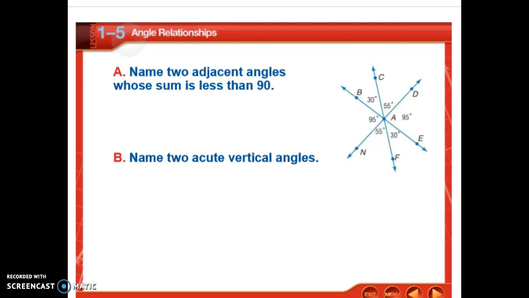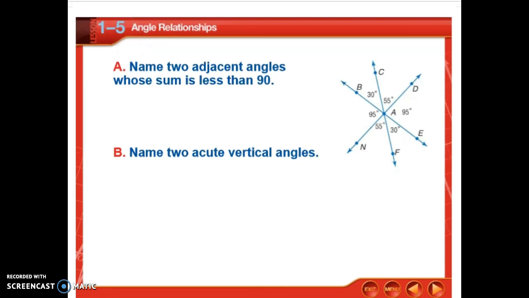Okay, 2 adjacent angles whose sum is less than 90 degrees. So we're looking at 2 adjacent angles. There's a couple of them in here, but we want the sum to be less than 90 degrees. If I look at this one and that one, they're right next to each other. Their sum is 85. They are adjacent to each other. So this is going to be angle CAB and angle CAD. And there are some other pairs on here.